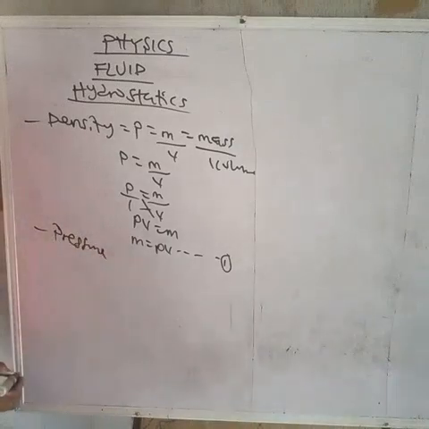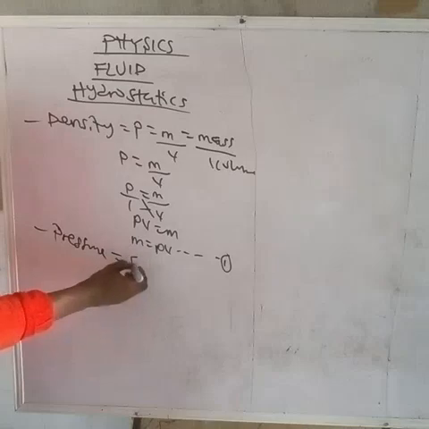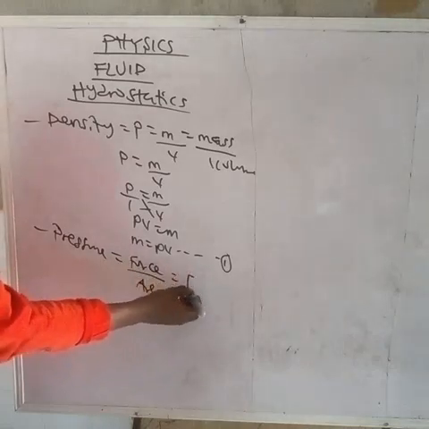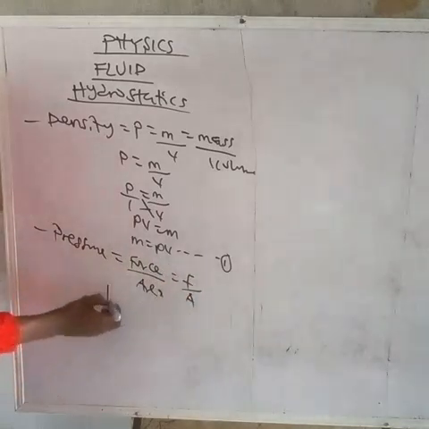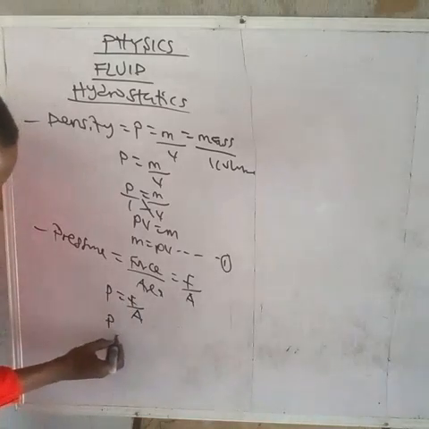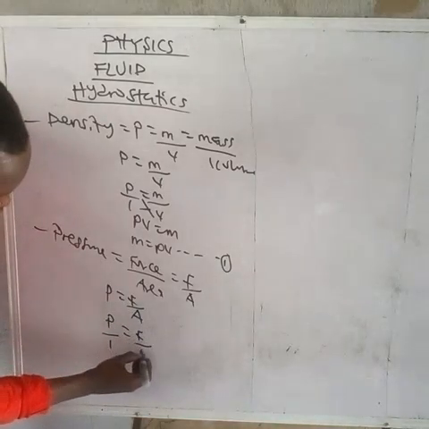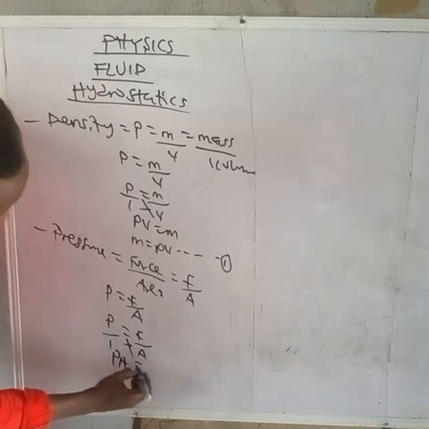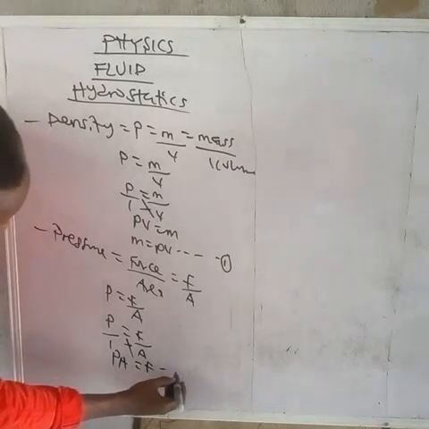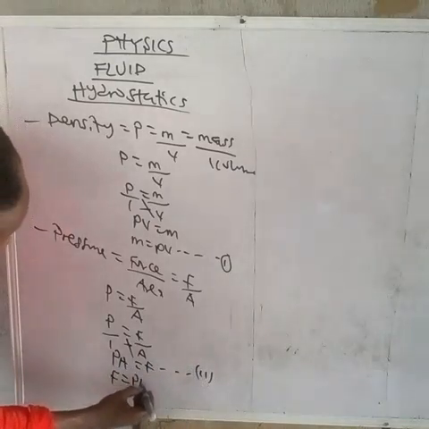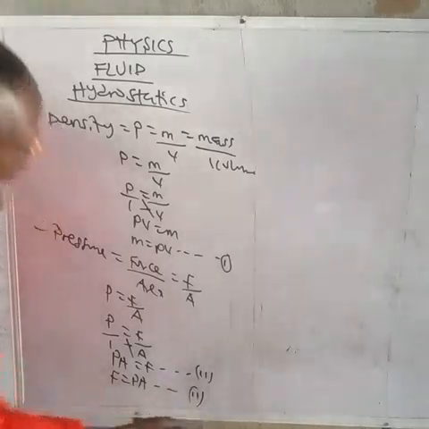Then the other terminology that cannot be neglected when you are talking about fluid is what we call pressure, and pressure is force over area. That is F over A. So we can write it as P is equal to F over A. So if P is equal to F over A, you have P over 1 is equal to F over A. You cross multiply, you have PA is equal to F, which is equation 2, or F is equal to PA. So you have force is equal to pressure multiplied by the area. That's the second equation. So you can use that.